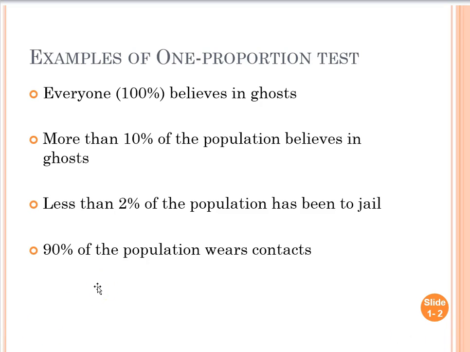A two proportion test compares two different groups of things. So if you want to compare men to women, or blacks to whites, minorities to non-minorities, then you would be running a two proportion test. A one proportion test gives you a specified percentage, and then you compare the proportion to that specified percentage to see how unusual it is.